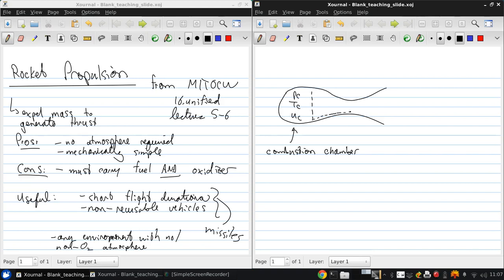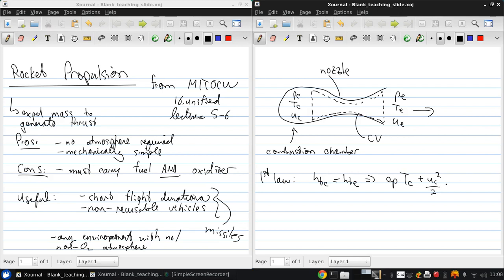And then if we have a control volume going from the combustion chamber to the exit of this converging-diverging nozzle, and at the exit of that control volume we have the pressure at exit, temperature at exit, and velocity at exit, and there's mass flow coming out this way. So if we look at the first law of thermodynamics for this control volume, there's no shaft or heat transfer. So first law says that the stagnation enthalpy in the combustion chamber must equal the stagnation enthalpy at exit. And if we write this out using the definition of stagnation enthalpy, you can relate the temperatures and velocities.